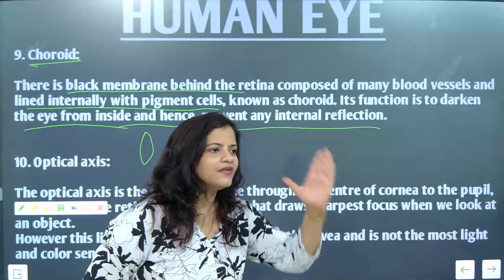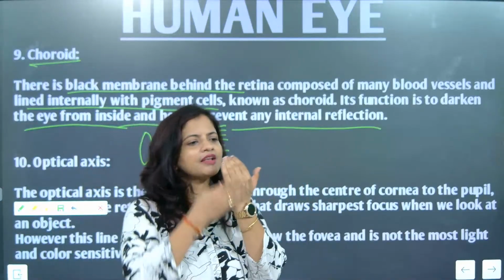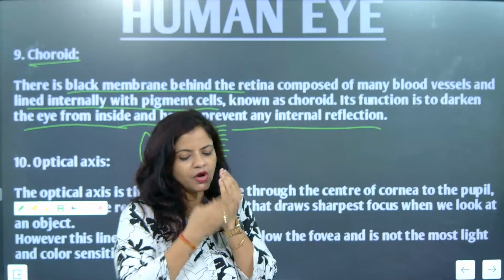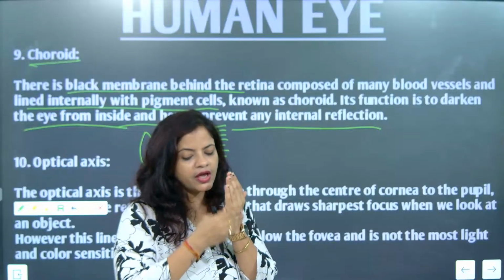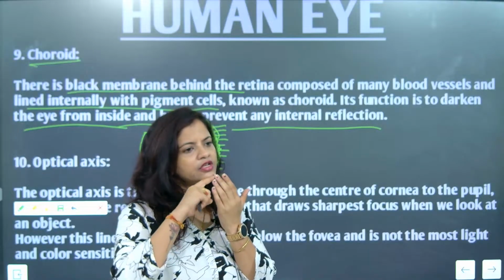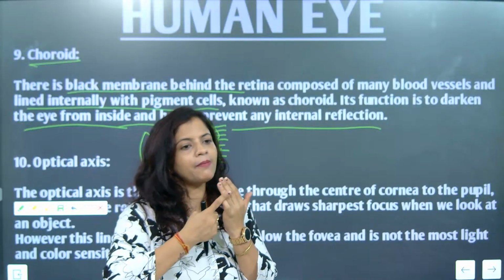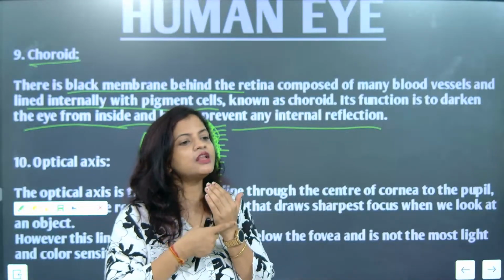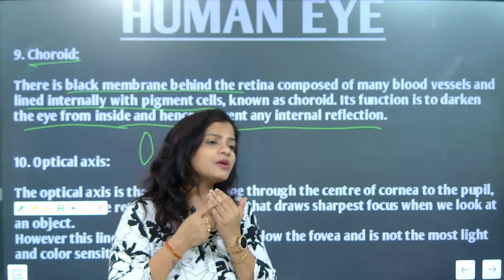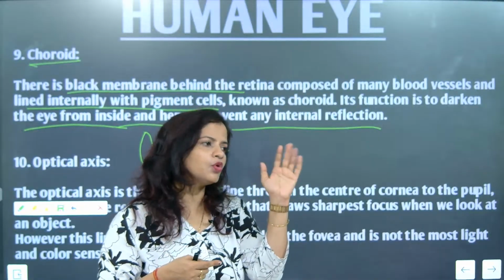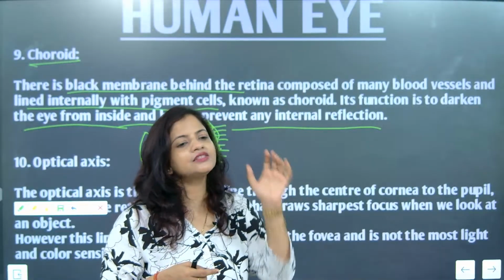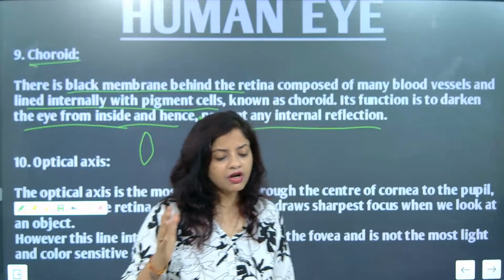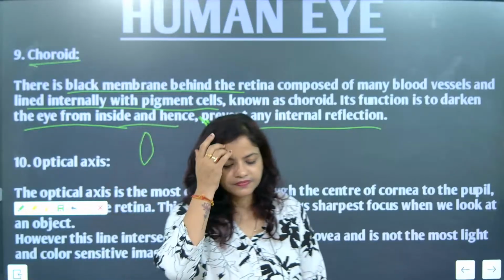Are you understanding? The retina is back supported by choroid pigments. So what is the retina's back support? The back part is having what? Choroid. Choroids are pigments, and they are darkening the portion of the retina, and they are avoiding what? Internal reflection. So if it will not be dark, what will happen?